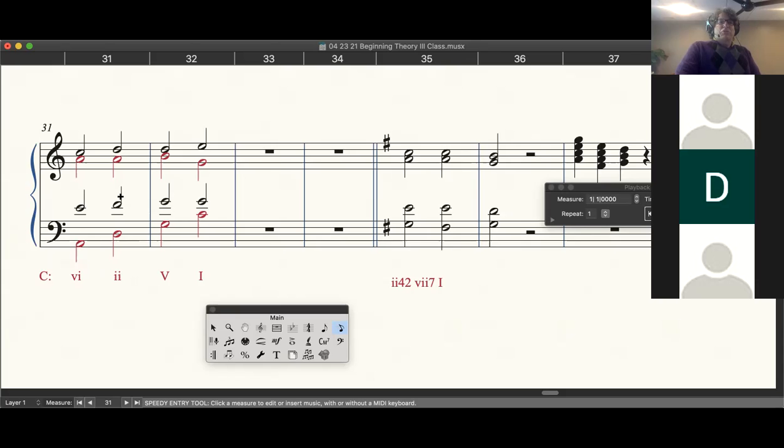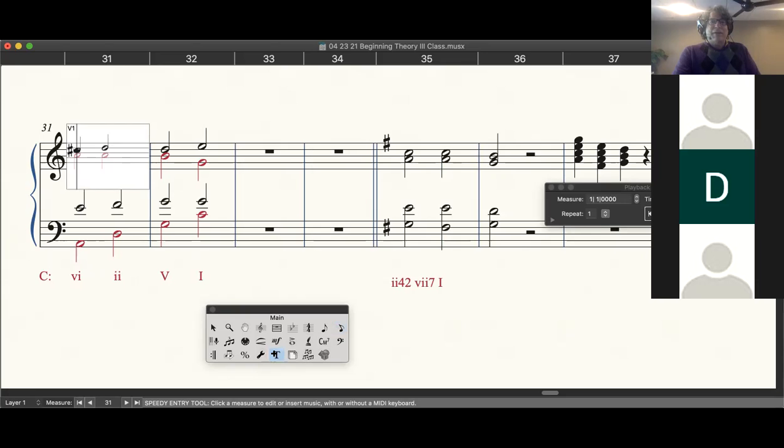6 is a minor chord, 2 is a minor chord, 5 is a major, and 5 goes to 1. Now I can make 6, because it's a circle progression, act like a dominant and tonicize the 2 chord just by sharpening the third of this chord. Make this A major instead of A minor. If I sharp it, there we go. Boom.